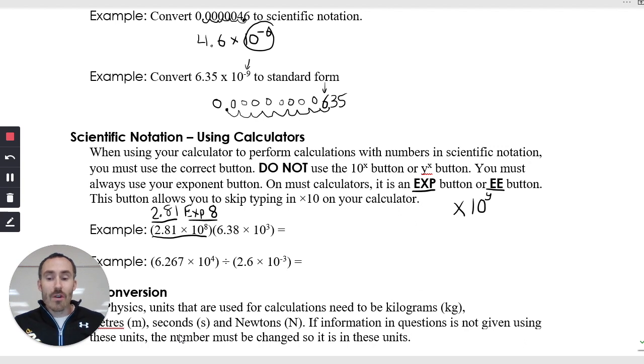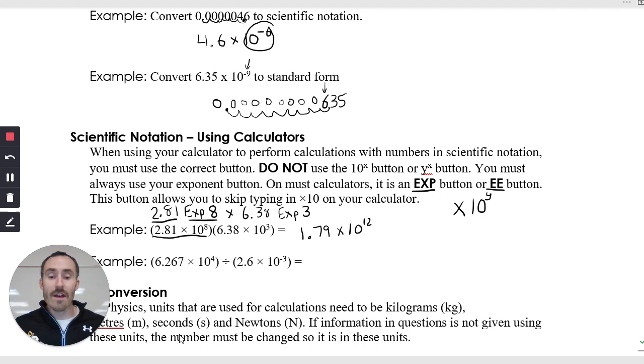And then if I'm trying to multiply this whole thing out, 2.81 EXP 8, and then I'm going to press times 6.38 EXP 3. That's my calculator. Maybe yours is EE instead of the EXP. Maybe yours is times 10 to the power of. That's fine too. It's going to do the same function. It's going to put them together. Okay, and you get 1.79 times 10 to the 12.